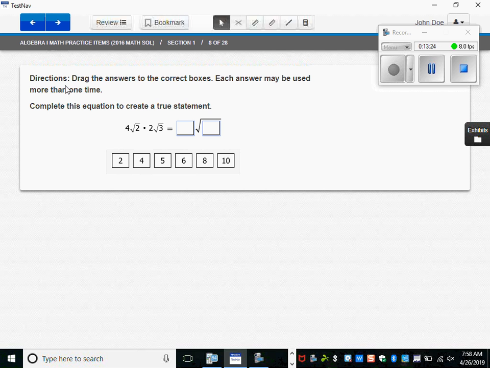So this one is a click and drag type of problem. It says drag the answers to the correct boxes, and each answer may be used more than one time. Complete the equation to create a true statement. So for this type of question where you're multiplying radicals, you can only multiply your outside numbers together. So what is 4 times 2? 8. So you would take that, put it over there. And then you can multiply your radicands together. So what is 2 times 3? 6. And that's all you had to do for that one. Okay, outsides together, insides together. That's it.